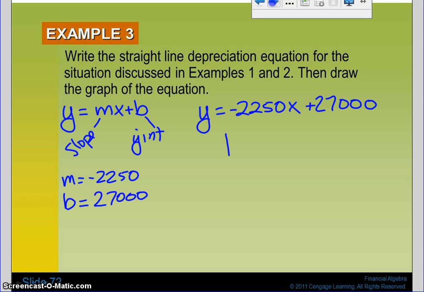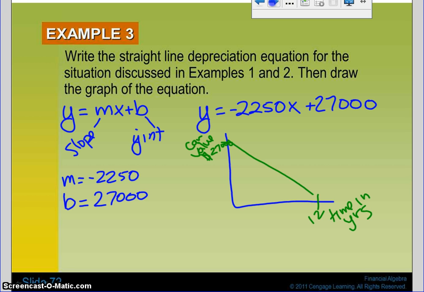And we really have already graphed it, but we'll go over it again. Again, we've got time in years, and it was 12 years when it's 0. And we've got car value in dollars, and that was at $27,000. And the graph would basically look like this. It crosses at those intercepts.